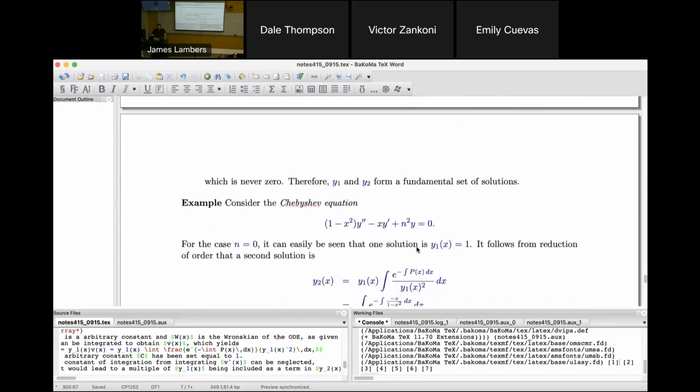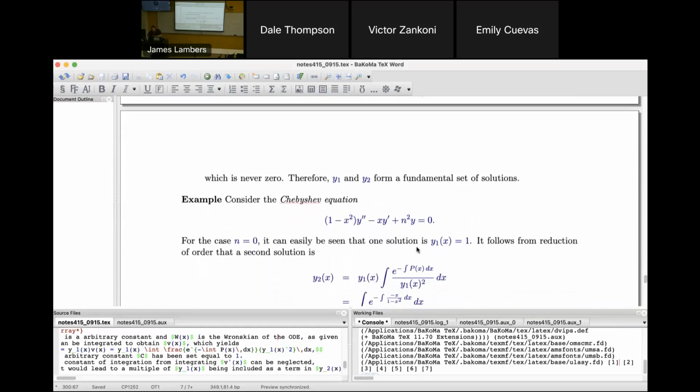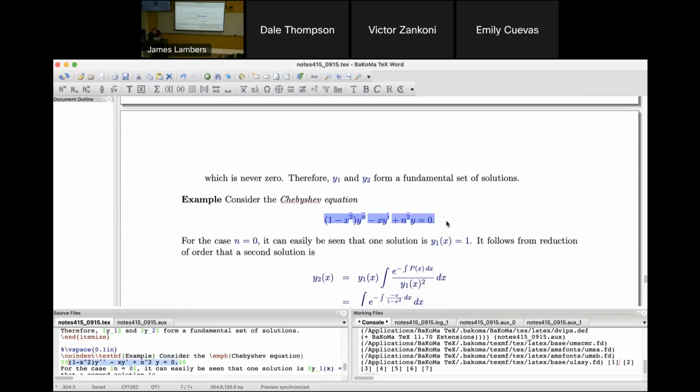So as an example of reduction of order, the variable coefficient problem, here's a Chebyshev equation. And we're going to focus on the case where n is equal to 0. So this term won't be here. So then, for a solution of the equation with this equaling 0, you use a constant function because you only have these derivatives of y.